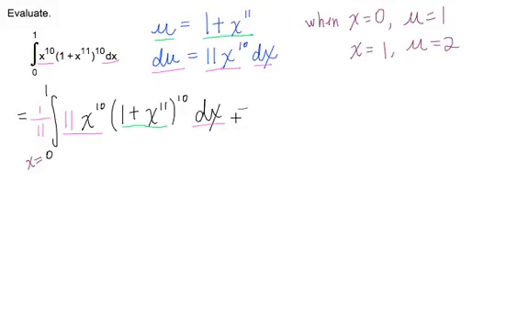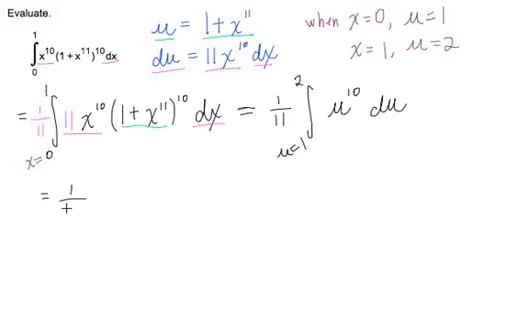Okay, so now we can go ahead and convert the whole thing. The 1 over 11 stays out front. My 11x to the 10th dx all becomes du, but I'll put that at the end. And then 1 plus x to the 11th is u to the 10th. And my new limits of integration are from u equals 1 to 2.